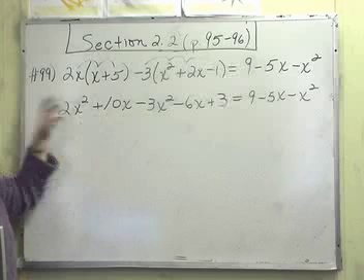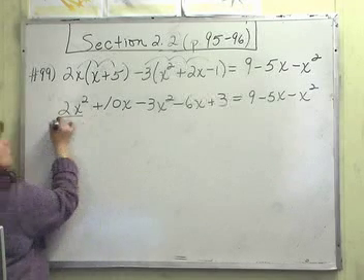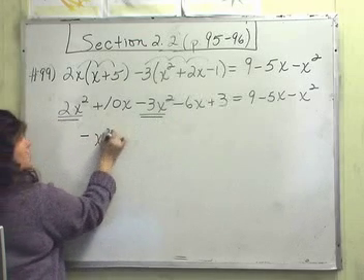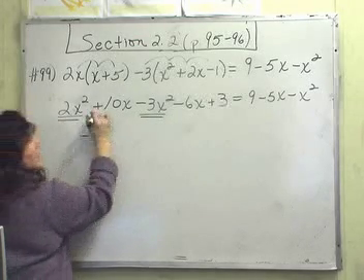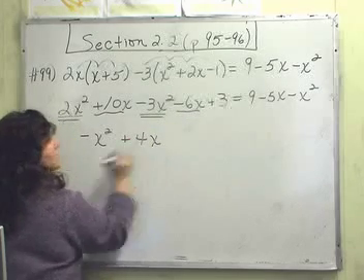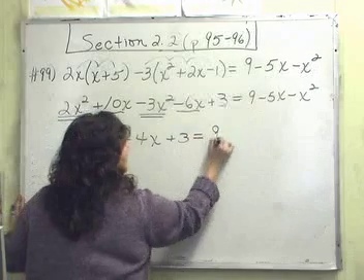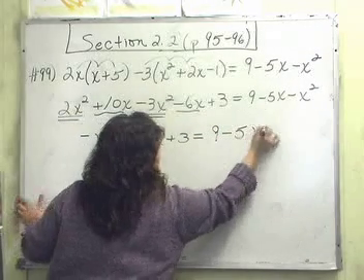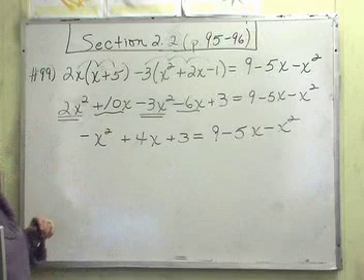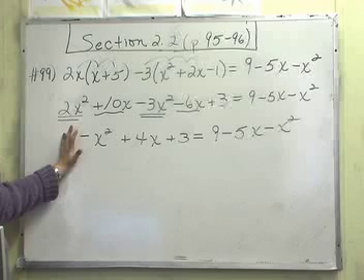On the left-hand side, I do recognize I have like terms, so I am going to combine them. 2x squared minus 3x squared is minus x squared. 10x plus minus 6x is plus 4x. And then we have plus 3 equals 9 minus 5x minus x squared on the right-hand side. Okay. Well, we've combined all the like terms we can.